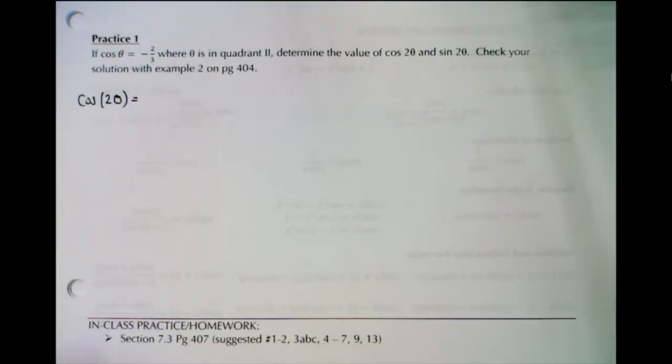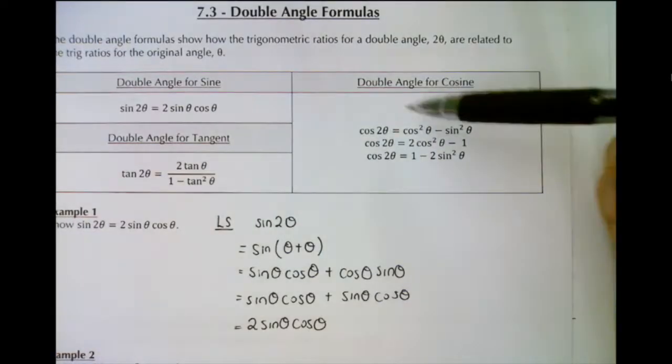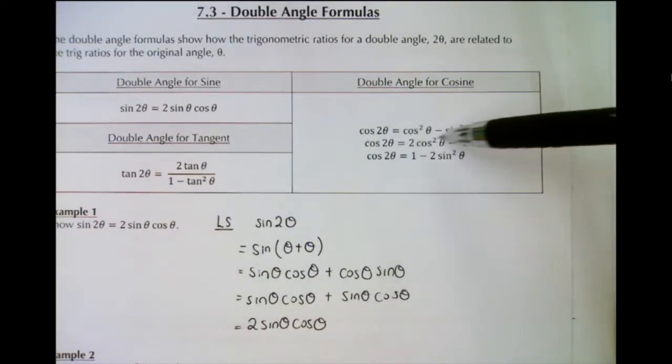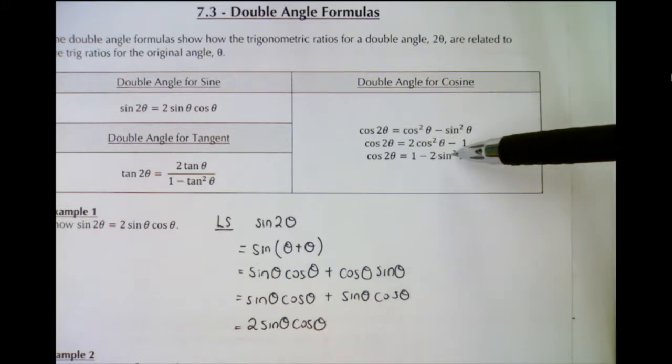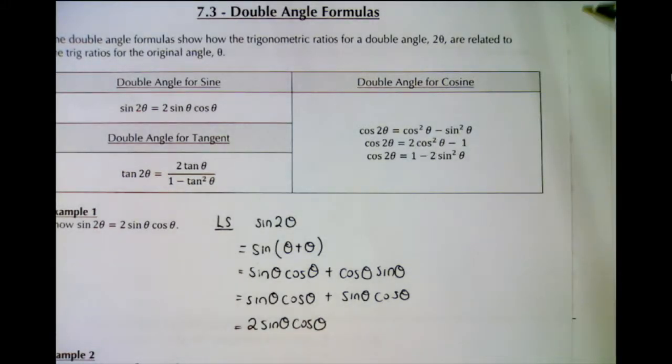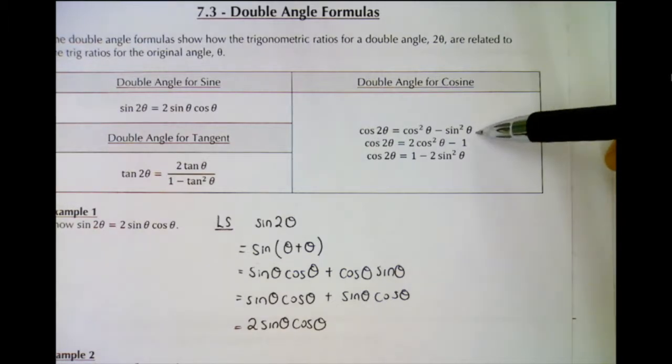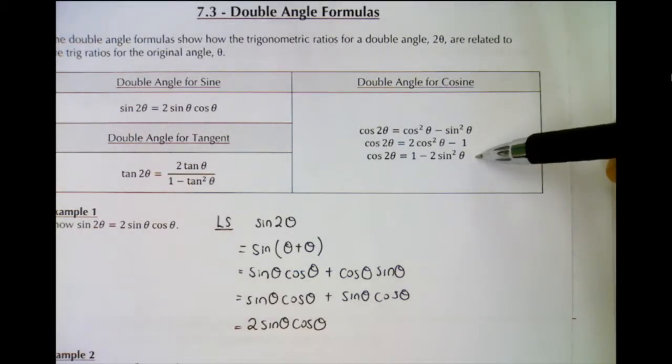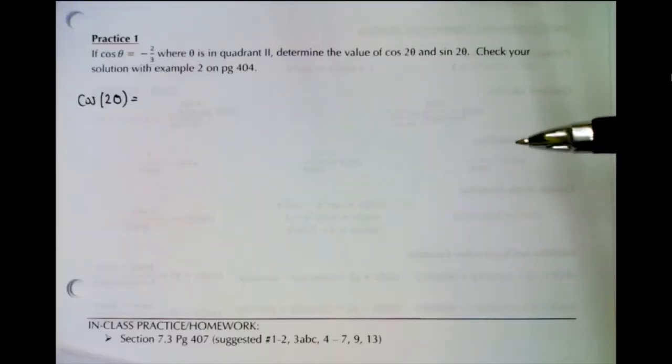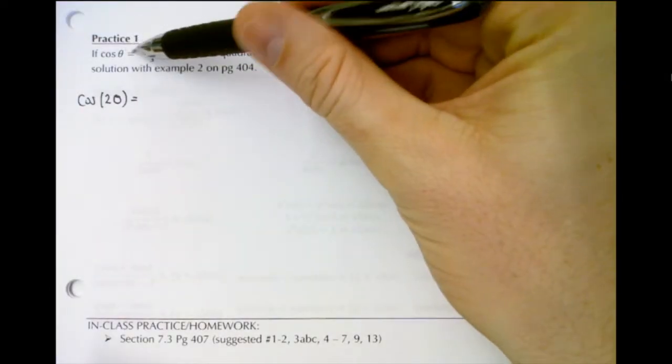Well, according to the double angle formula, cos 2 theta is any of these. And if we look at the three configurations, the first one has both cos and sine, the second one just has cos, and the last one just has sine. What we know from the question is, well, we know what cos theta is.